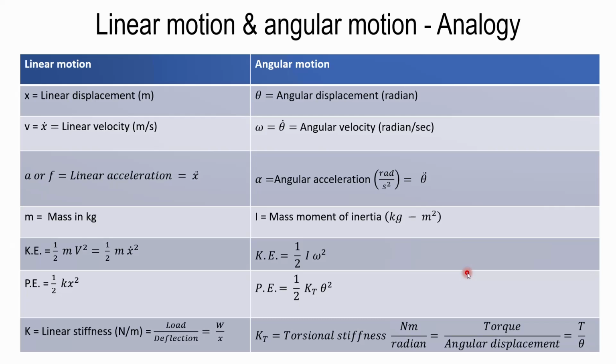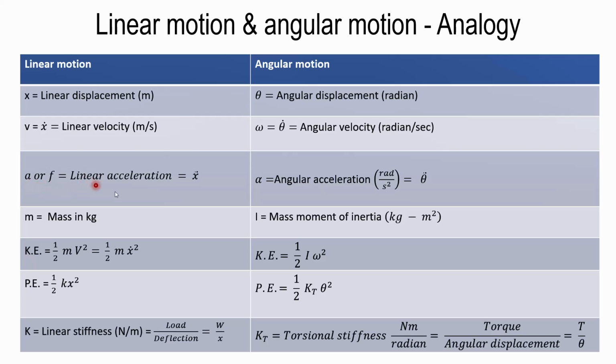Now we have to see the analogy between linear motion and angular motion. This is the most important part of this chapter. So x is the linear displacement, and the corresponding angular motion analogy is θ. x is linear displacement, θ is angular displacement. This is in meter, this is in radian. ẋ is the linear velocity, that is v also. The analogy in angular motion is ω or θ̇, that is angular velocity in radian per second.